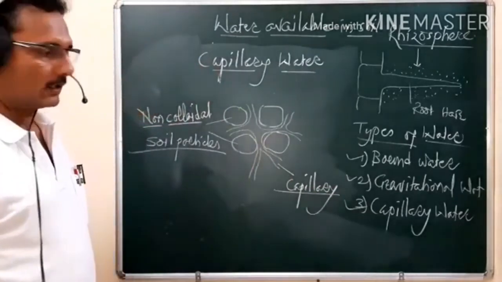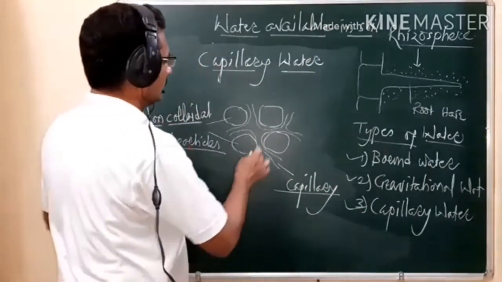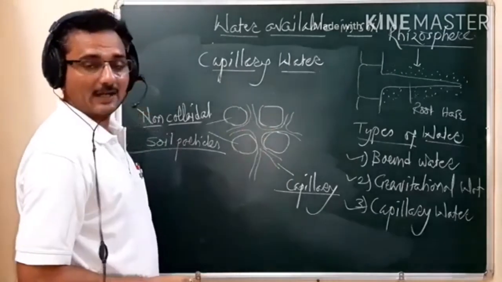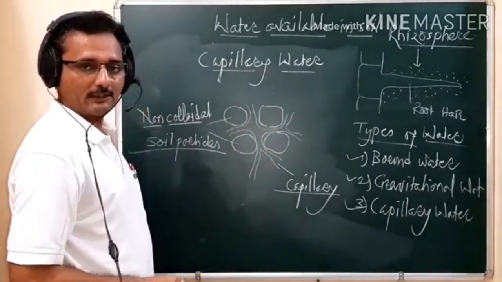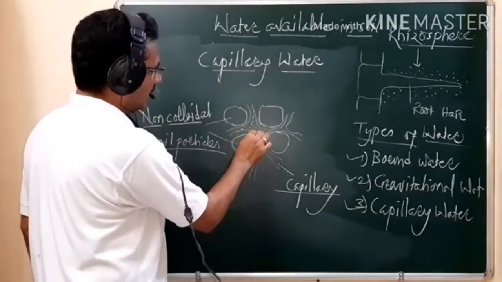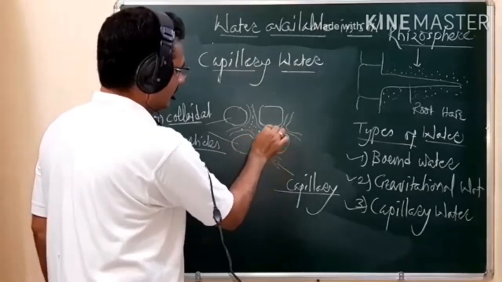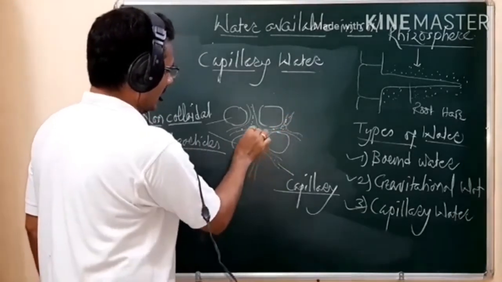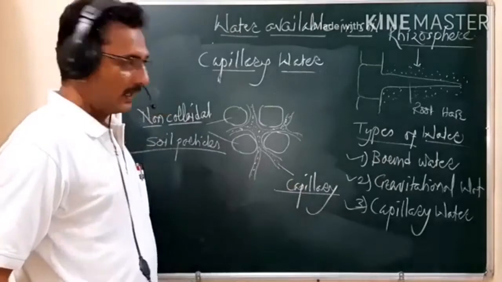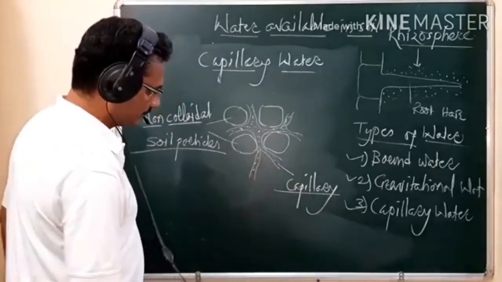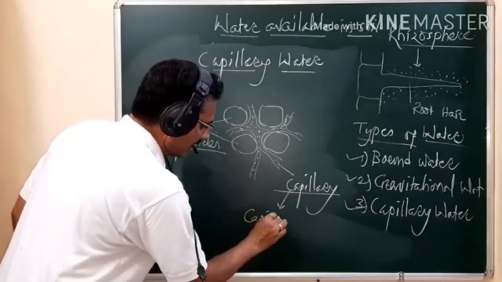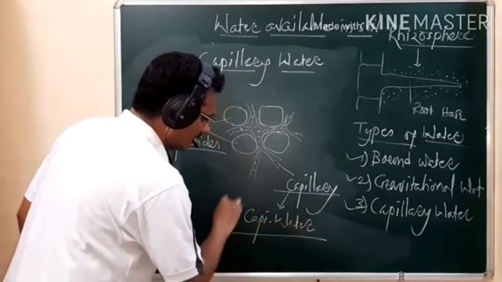So just after rainfall, the water is present inside the capillary developed by that soil particle. So this water is present in this developed space, and that space is exactly the capillary-like space. So the water present in such a space is called the capillary water.